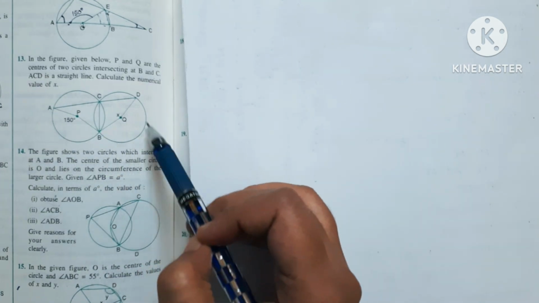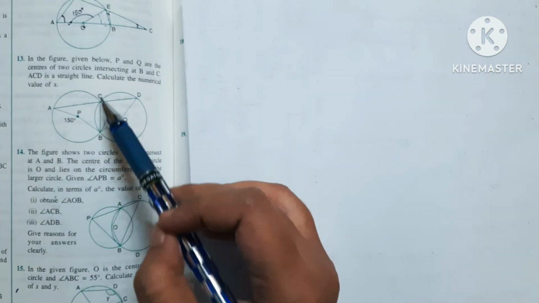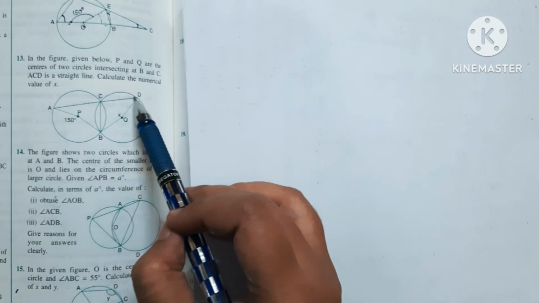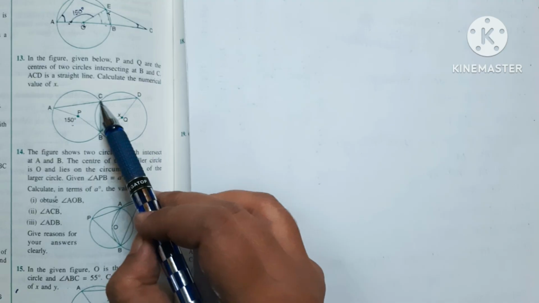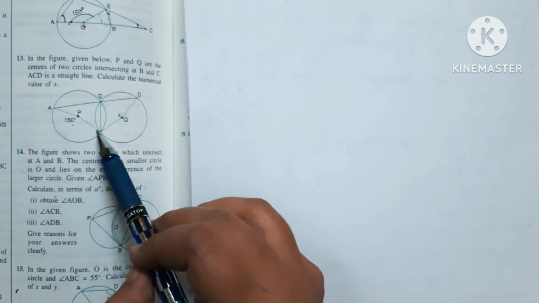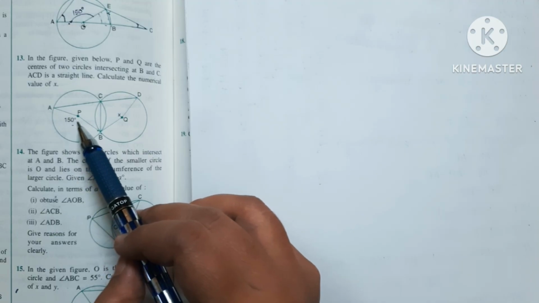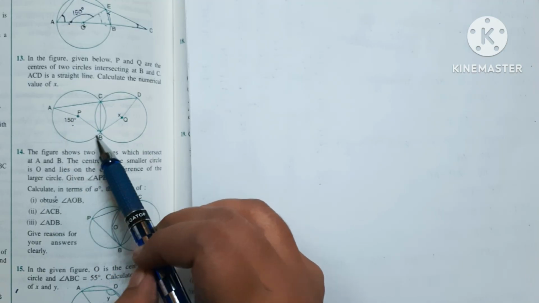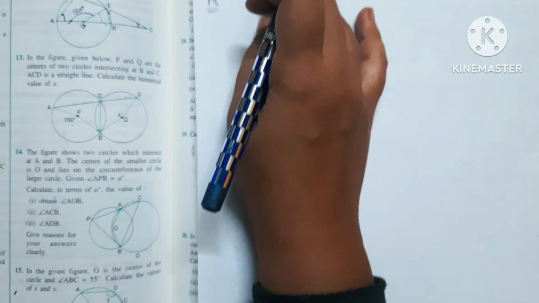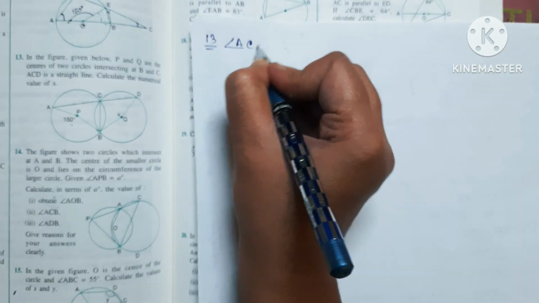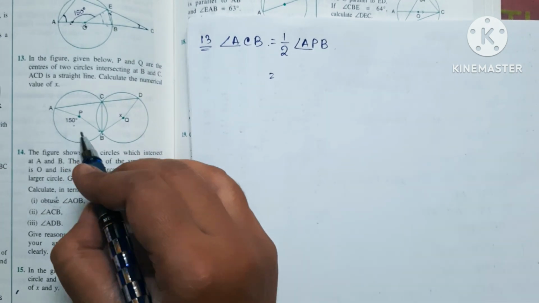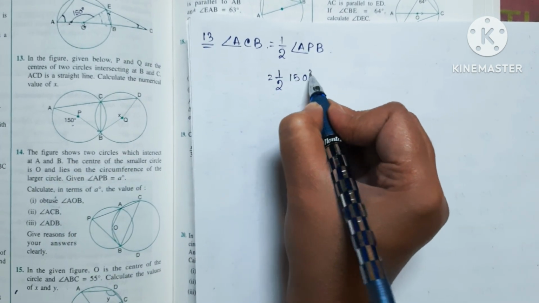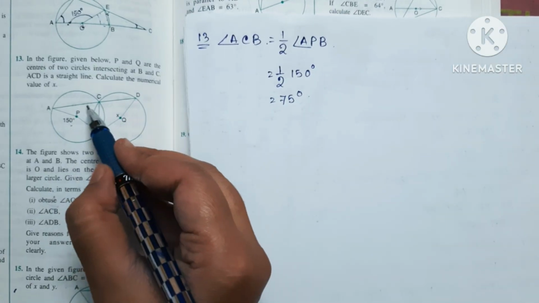See question number 13. Two circles intersect at the points B and C. ACD is a straight line. Now APB is 150 degrees. ACB is the angle on the same segment AB at the circumference, and APB is on the same segment at the center. So ACB will be half of APB. From this figure, you can say angle ACB is equal to half of angle APB. Now angle APB is 150 degrees, so half of 150 degrees is 75. So this angle is 75.